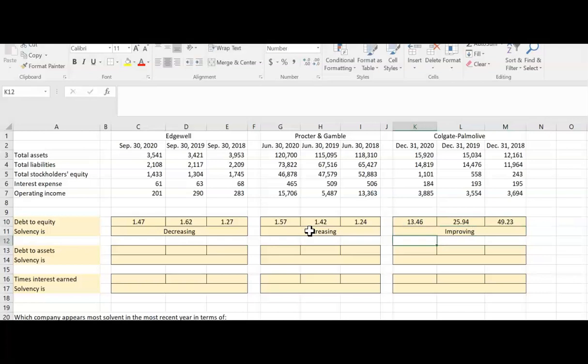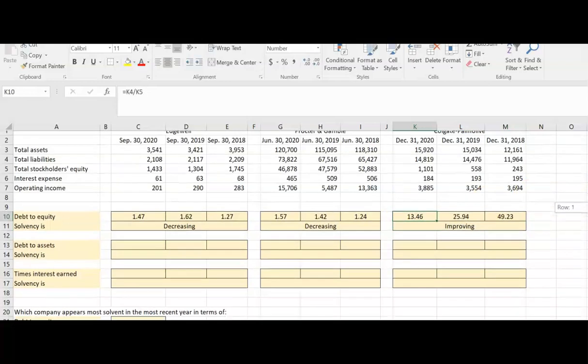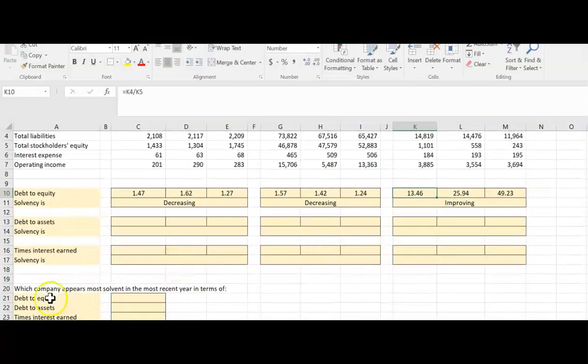So we would say that this is improving, but we would also say that Colgate-Palmolive's debt to equity ratio is much, much higher than Edgewell and Procter & Gamble. So down here I have which company appears the most solvent in the most recent year in terms of debt to equity. And so we would want the lowest number, and so that would be Edgewell.